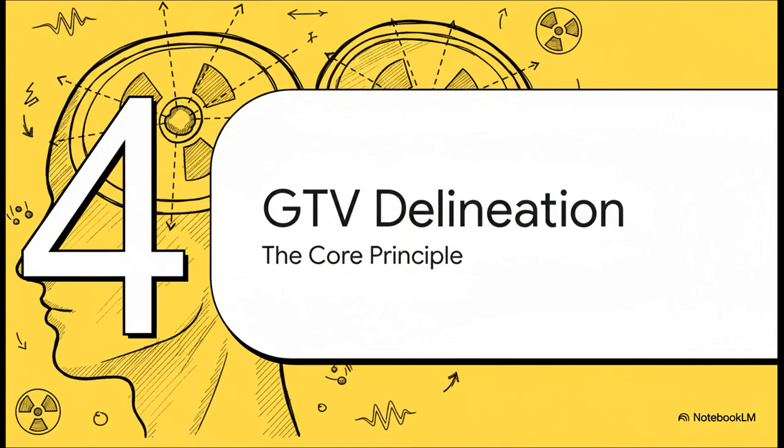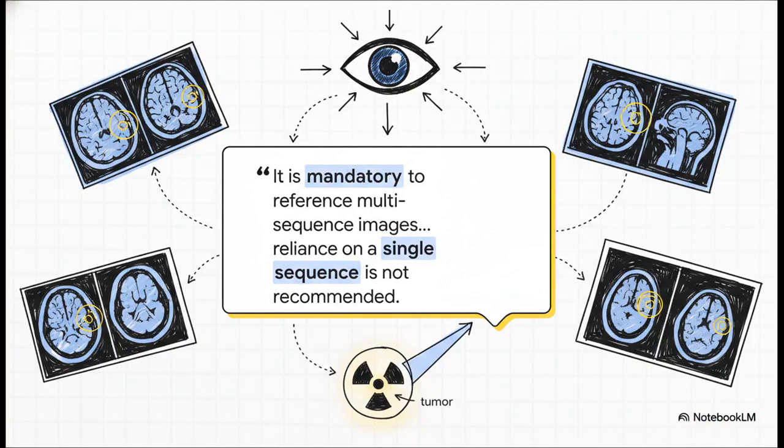Let's address the central principle of target delineation, multi-sequence GTV delineation. The guideline is unequivocal on this point. It states, and I quote, "It is mandatory to reference multi-sequence images. Reliance on a single sequence is not recommended." This means gross tumor volume delineation must be informed by a synthesis of information from multiple MRI sequences. A single sequence is no longer compliant.